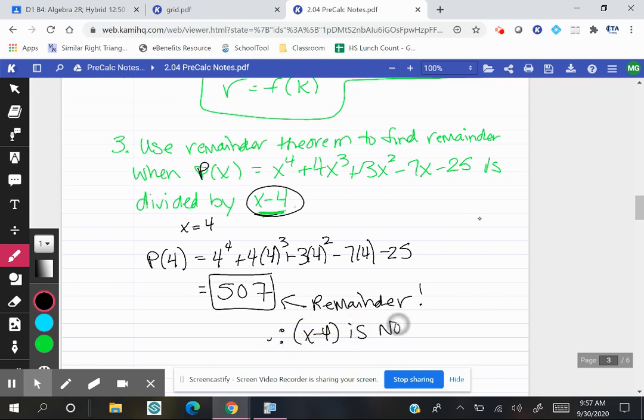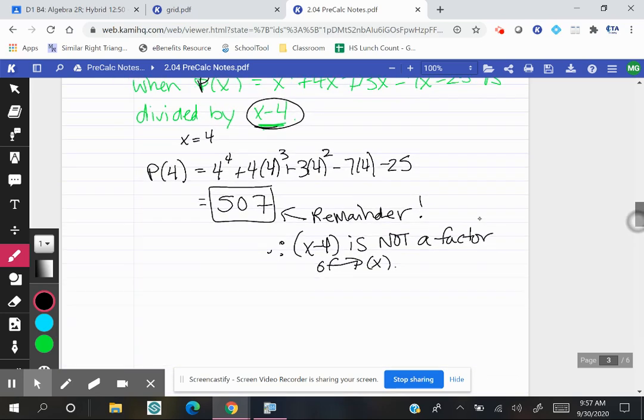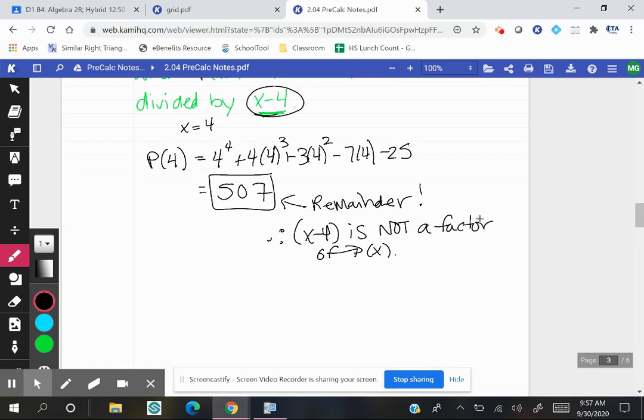which means x minus 4 is not a factor because it would not divide in evenly into p of x. So if it is a factor, your remainder should be 0, meaning it goes in evenly without a remainder. So since we have a very large remainder here, that tells us that it is not a factor.